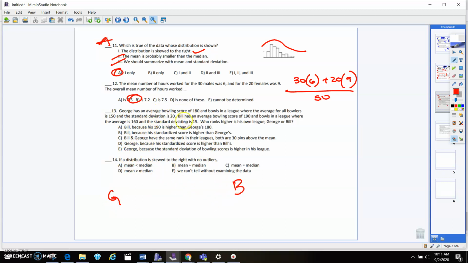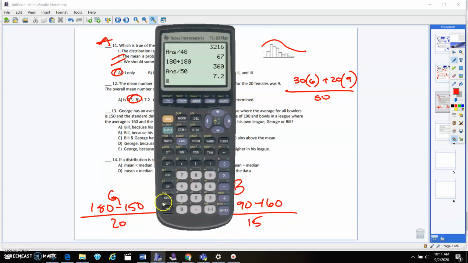Okay, so George has an average bowling score of 180. And for all of the bowlers, there's 150, right? And 20 is the standard deviation. So we're going to find the z-score for this. Okay, and let's compare them. All right, over here, Bill has 190, and then there's 160 for their average, and then divided by 15. So let's go ahead and do that calculation.